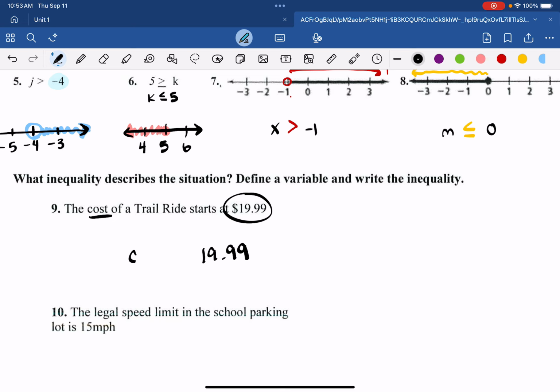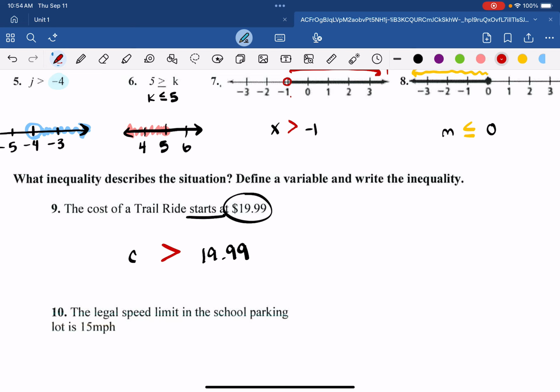Now to solve these, what I like to do is ask myself some questions. So I'll be like, okay, if the cost starts at $19.99, could it be $18? Could it be a cost less than this? Well, no, because it starts at $19.99. However, if I think about, okay, could it be $20? And the answer is yes, right? They could charge more. So in other words, my cost could be higher than $19.99.